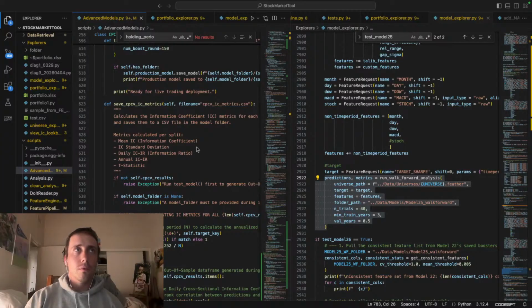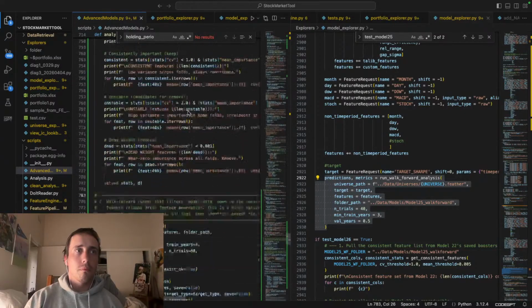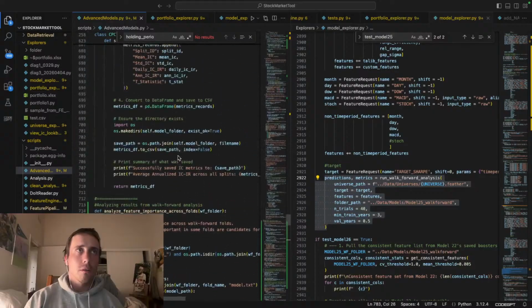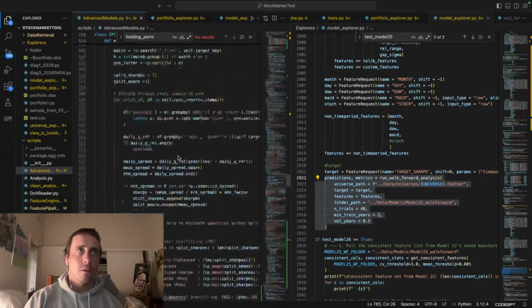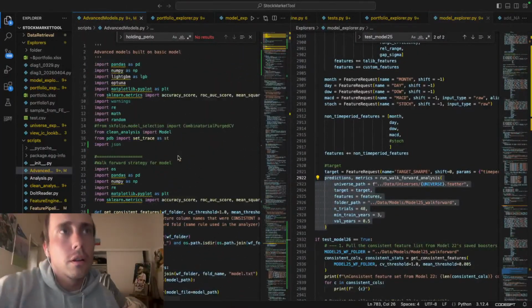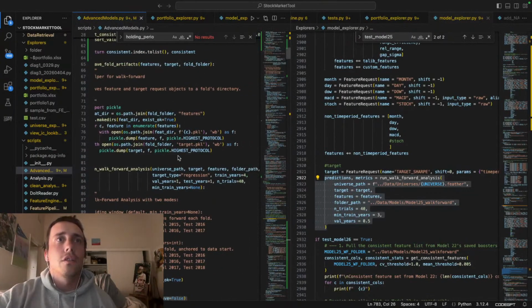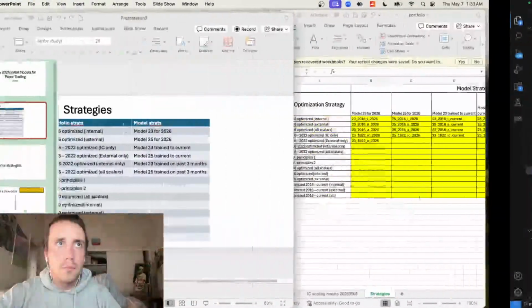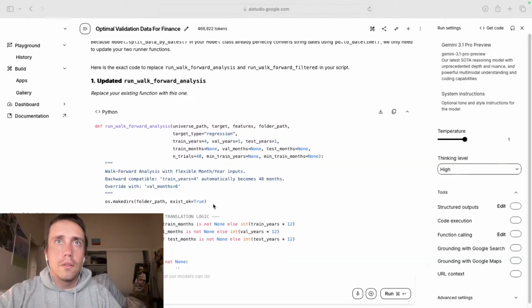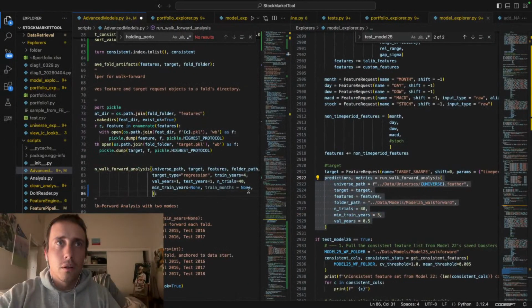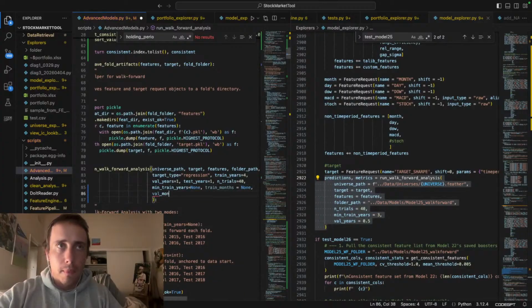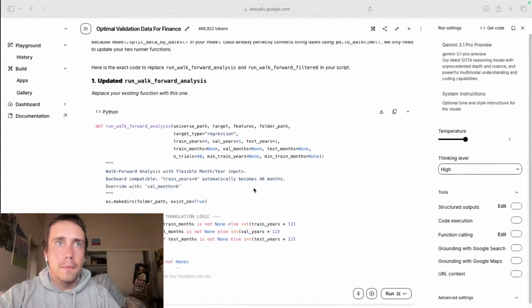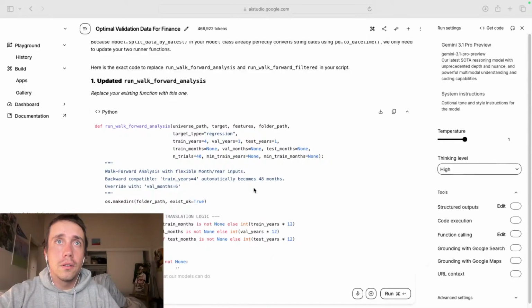Okay, so, oh yeah, okay. Save folder, run walk forward analysis. So then let's add here. Train months equals none. Val months equals none. Test months equals none. And then min train months.